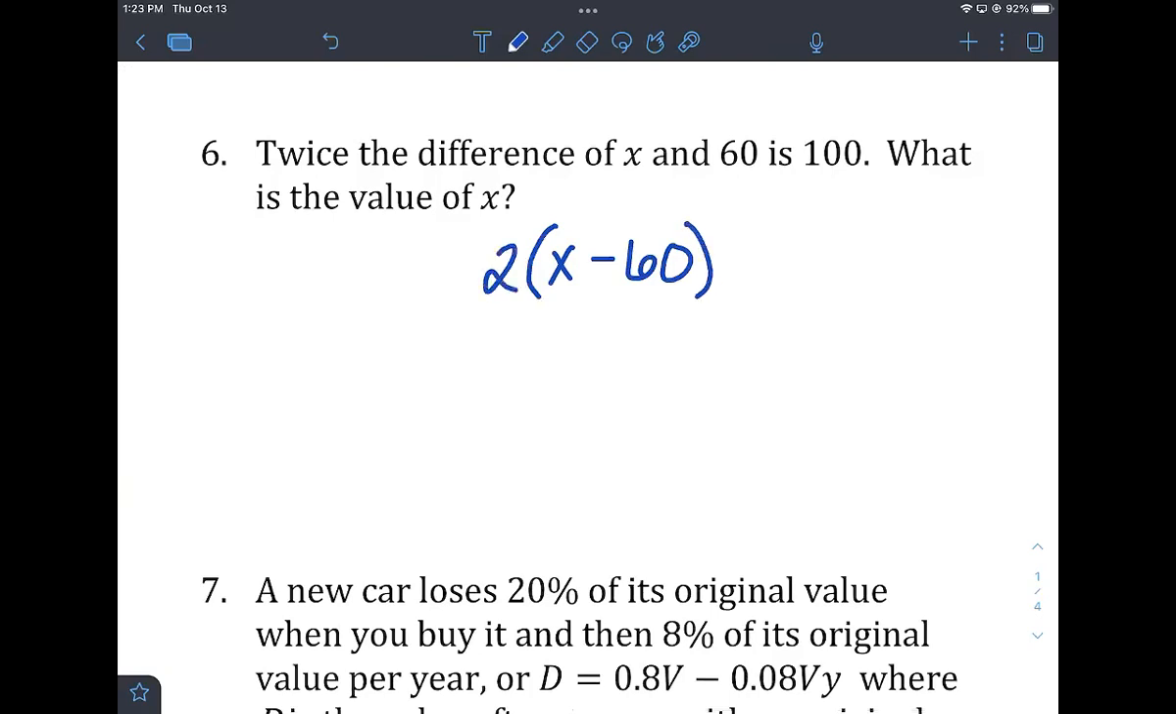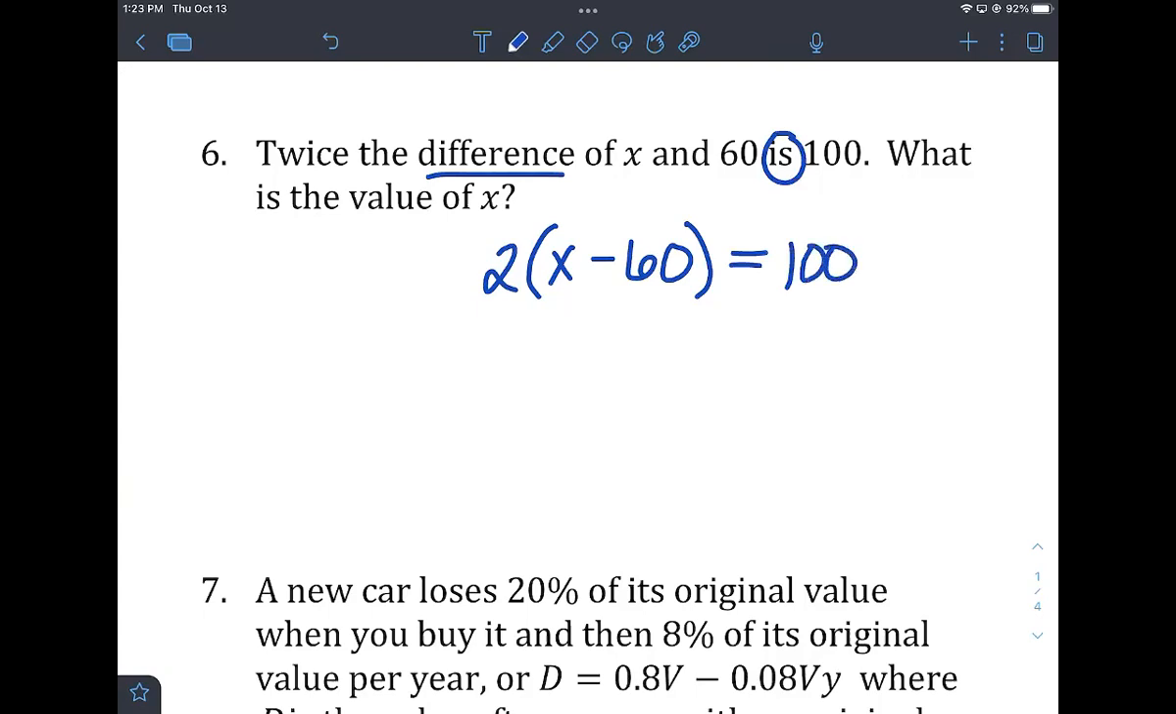And we're going to have to distribute the 2. It's not just 2x minus 60, it's 2 times the quantity x minus 60. And if you're confused on that, it's twice the difference, that whole quantity is getting multiplied by 2. And what is it equal to? Is means equal, so equal to 100.